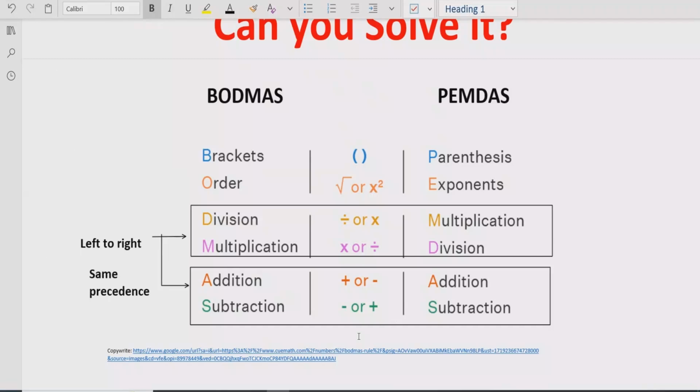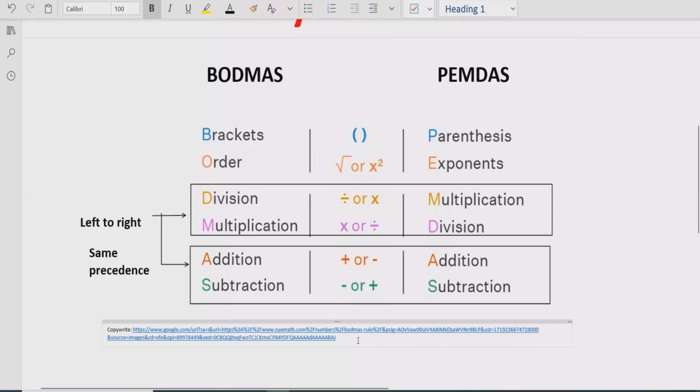Step number 3, you have to solve division and multiplication. What you have to do is go left to right in your expression and find division and multiplication. Both have similar precedence, so you can solve any of them which is coming first. Similarly, for addition and subtraction, we have the same rule. We can solve addition first if it is coming first, and we can solve subtraction first if it is coming first. Both have similar precedence.